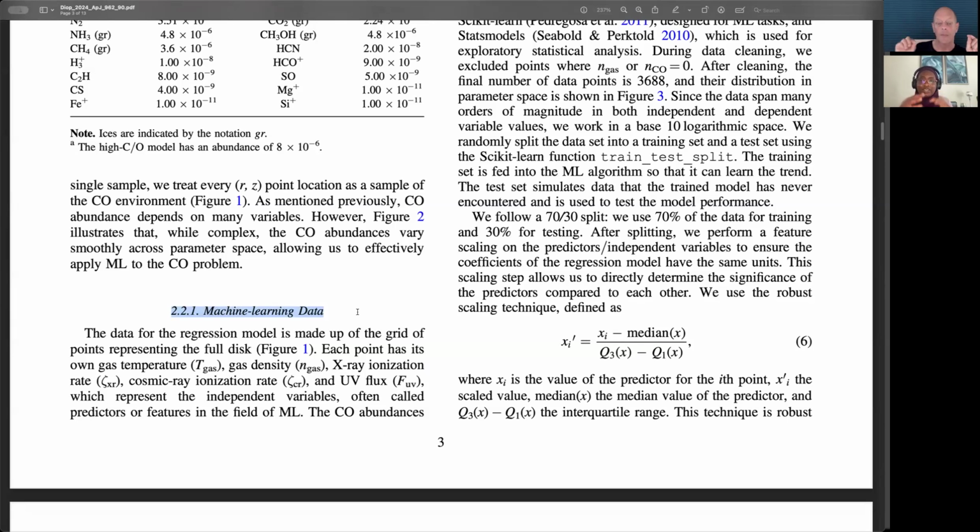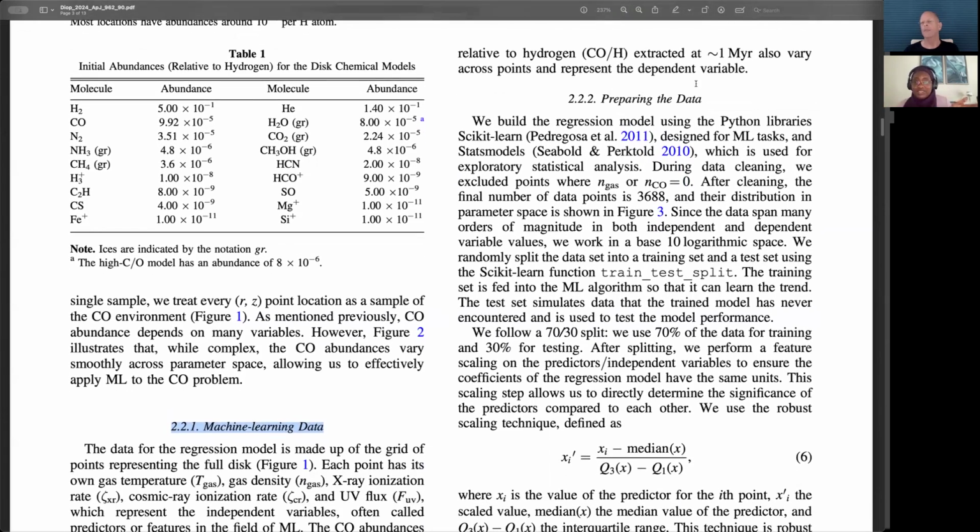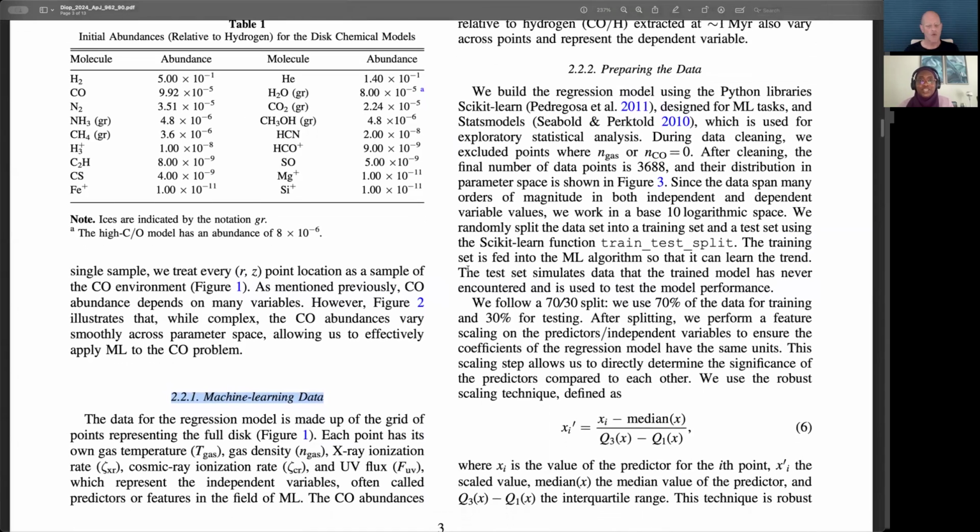And each point in that grid, as shown in figure 1, has its own gas temperature, gas density, X-ray ionization rate, cosmic ray ionization rate, and UV flux. Yes. And we consider those as our independent variables representing the physical conditions. Okay. And in response to that, the CO abundances vary. So that's what we take as our dependent variable. And we extract all of this at 1 million years.